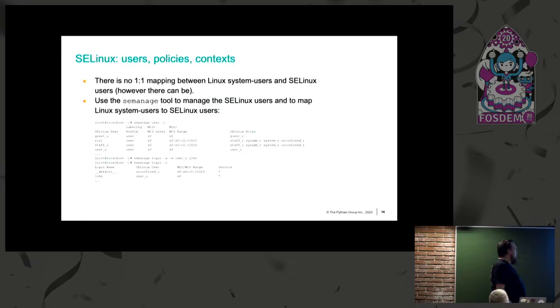So SELinux is defined by users, policy, context. There's not a one-to-one mapping between Linux users and SELinux users. The SELinux users by default on this system, you can get with semanage user -l, and then you get all the SELinux users. You have guest, root, staff, and regular user. And you can then assign a login. In this case I assigned user John to my SELinux user. And then you can see that this John user is there. And the default is that they are unconfined. So it's very straightforward, very easy to track.